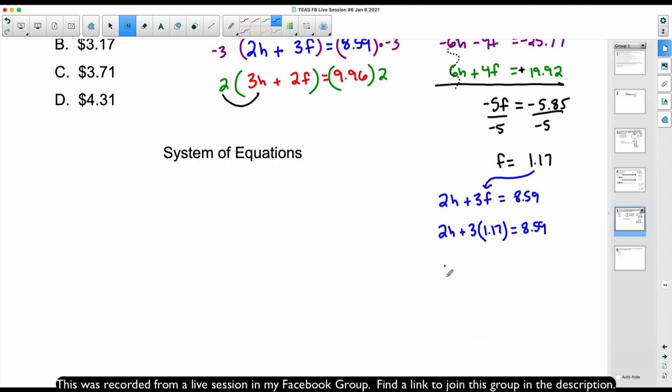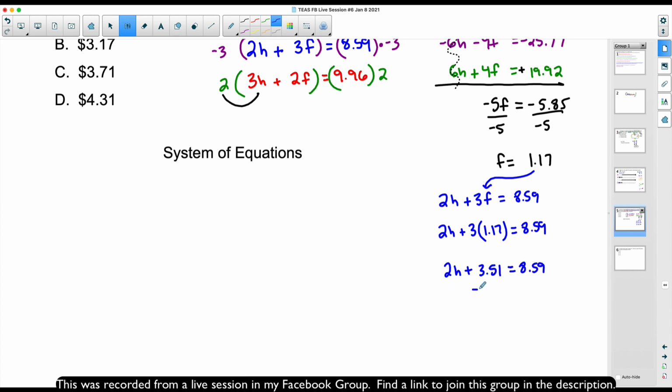All right, so we have 2h. If one order of fries costs $1.17, then for 3 orders of fries, we're going to take 3 times $1.17. Just like if you go to McDonald's and you get 3 hamburgers, you're going to take 3 times the price of one hamburger. Same idea. So that's going to be 3.51, and this is equal to 8.59.